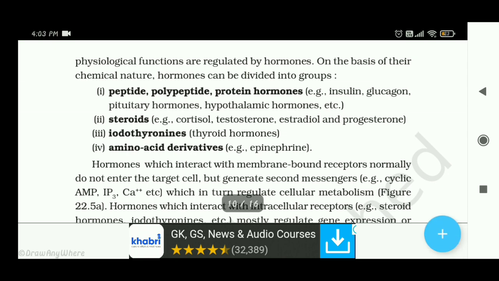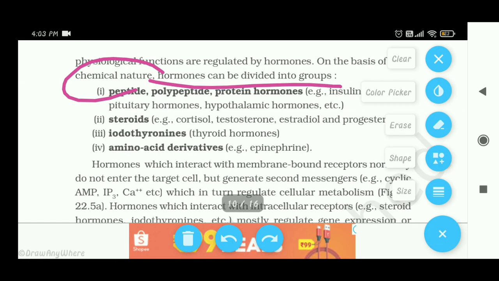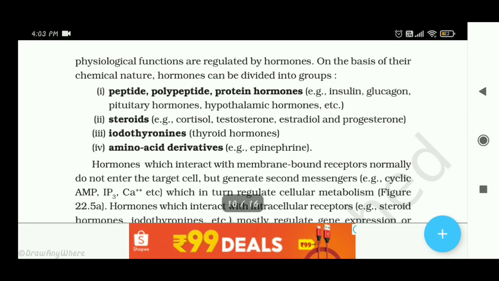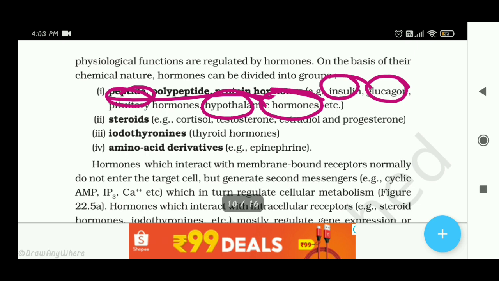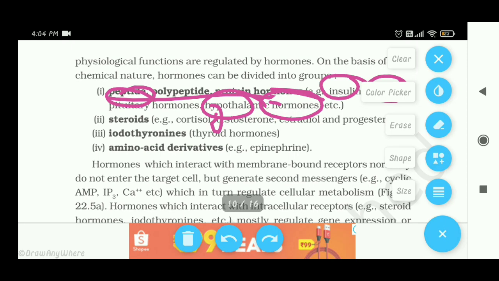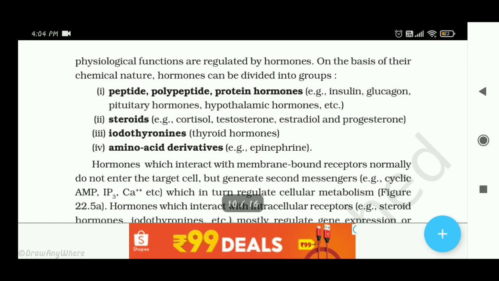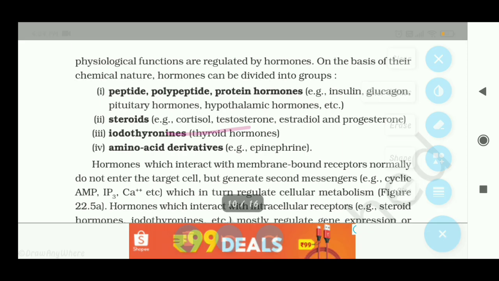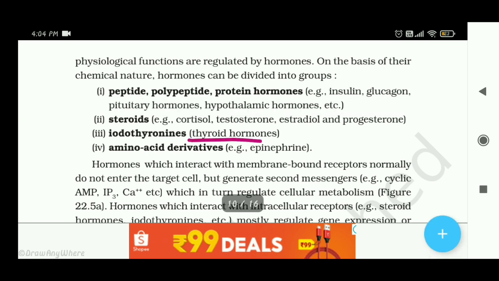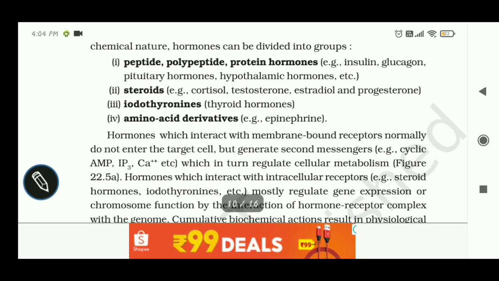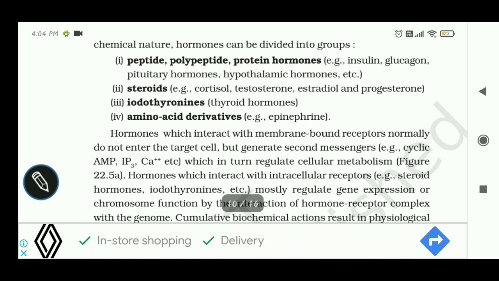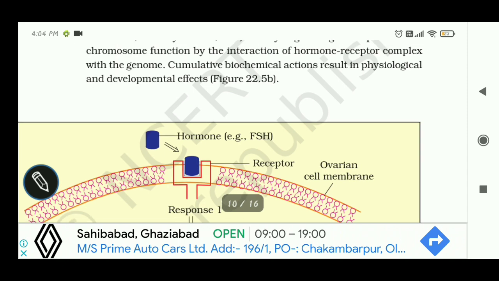On the basis of their chemical nature, hormones are divided into four groups. So we have four groups here: peptide, polypeptide, protein hormones, like we have insulin, glucagon, pituitary hormones, and hypothalamus hormones. Okay. Next we have steroids. We have cortisol, testosterone, estradiol, and progesterone. Next we have iodothyronine. Iodothyronine we have in thyroid hormone, and next we have amino acid derivative, in which we have epinephrine.